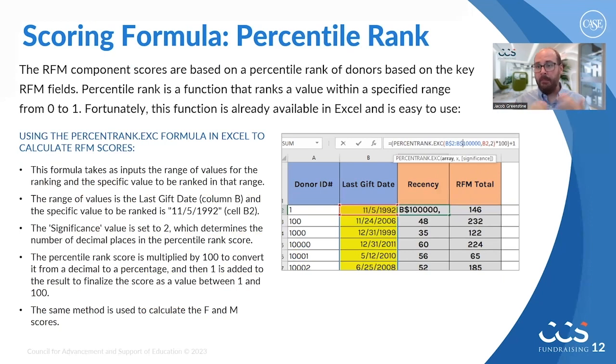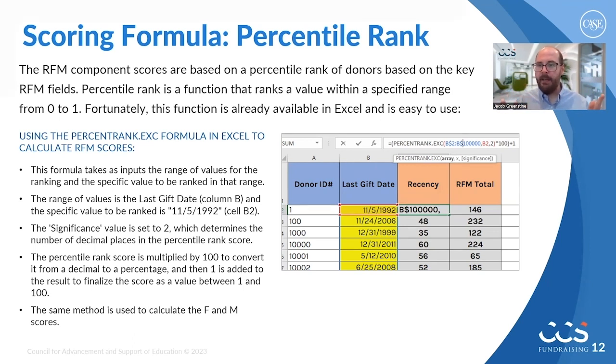So how do we get a recency score? And it's the same logic for how we're going to do a frequency score or a monetary score. Ultimately, that logic is based on a percentile rank. What a percentile rank does is it looks at a value within an array of values. So I'm looking at one record's last gift date in the context of all my donors' last gift dates to think about where that donor's last gift date ranks in that scheme of the most recent versus the most distant donors. It's a simple formula in Excel.